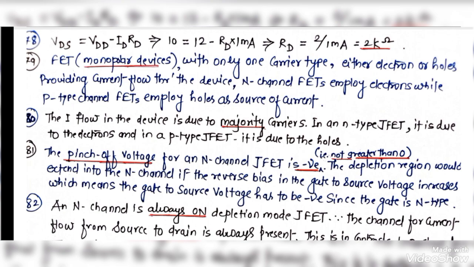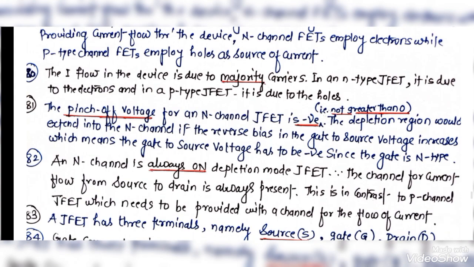FETs are monopolar devices with only one carrier type, either electrons or holes, providing current flow through the device. N-channel FETs employ electrons, while p-type channel FETs employ holes as a source of current. The current flow in the device is due to the majority carriers. In an N-type JFET, it is due to the electrons, and in a p-type JFET, it is due to the holes.